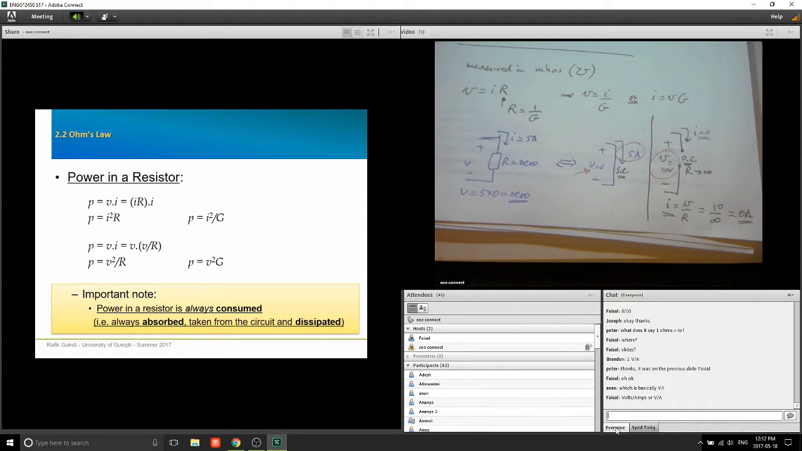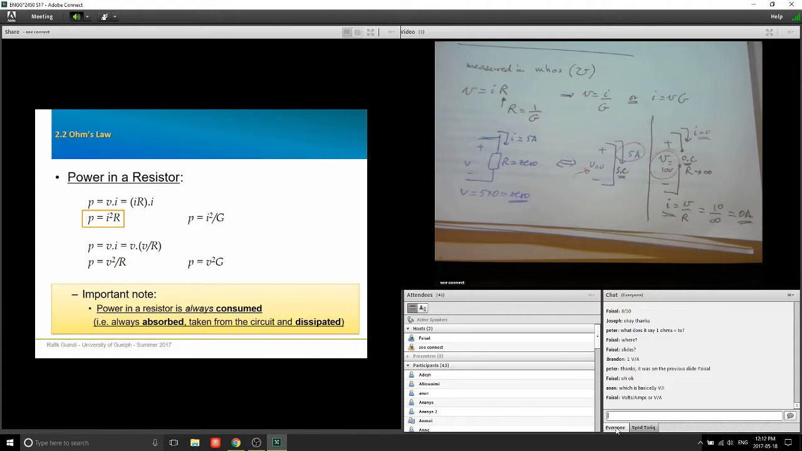Power in a resistor. Now, for any element, we know that the power is the product of the voltage across it multiplied by the current flowing through it. In a resistor, P equals V times I. But we know from Ohm's law that the resistor is related to the current flowing through it by V equals IR. If I substitute here, it's going to be equal to IR times I, which is I squared R. And that's the equation of the power in the resistor, I squared R.